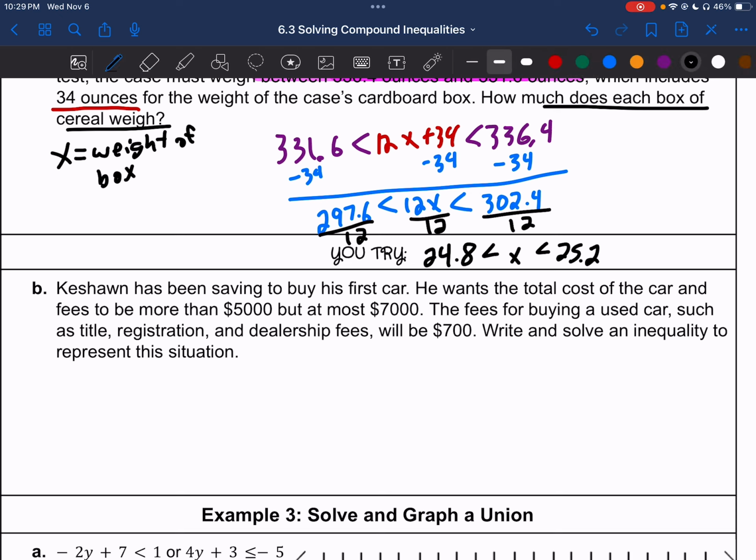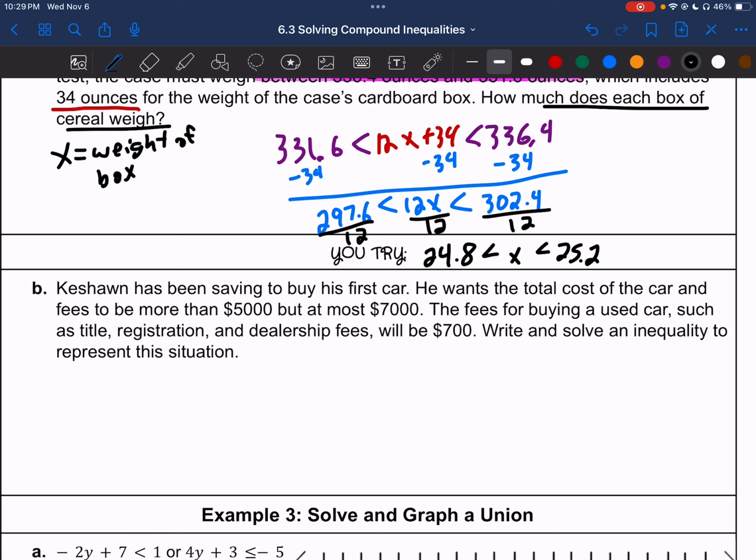So we have Keyshawn, and Keyshawn has been saving money to buy his first car. And he wants the total cost of the car and the fees to be more than $5,000, but at most $7,000. We've got the fees for buying a used car, such as title, registration, and dealership fees, are going to be $700. We want to write and solve an inequality to represent this scenario.